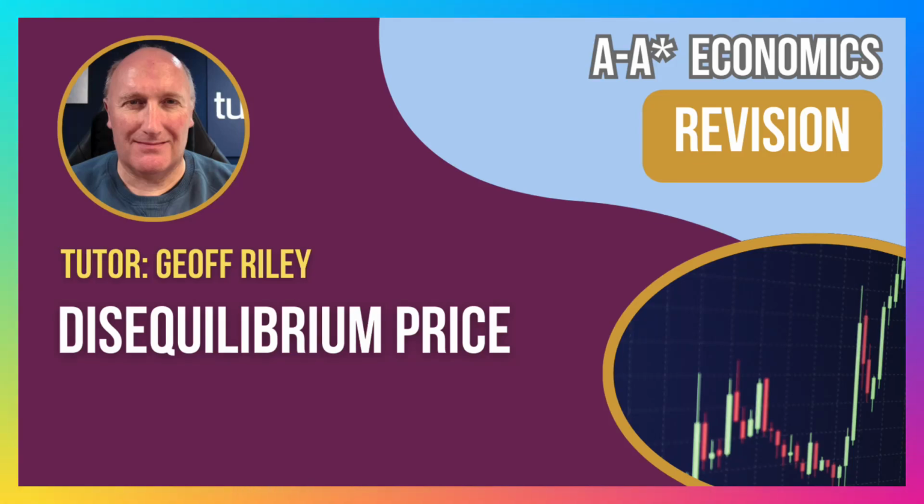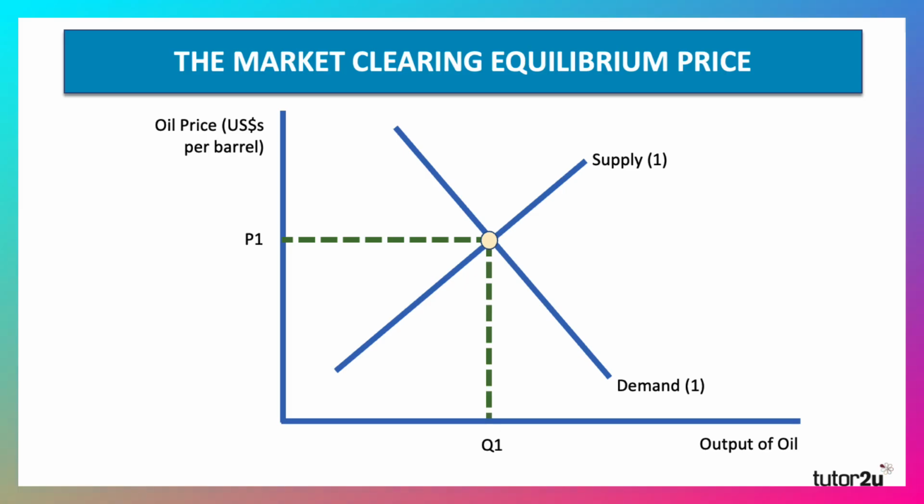Let's spend a few minutes thinking about the concept of disequilibrium in a market. Now, the market clearing or the equilibrium price is where the quantity supplied and the quantity demanded are in balance, as is the case in this example in the oil market, where supply and demand are in equilibrium at price P1 and output of Q1.